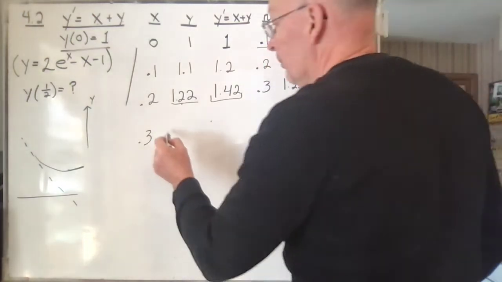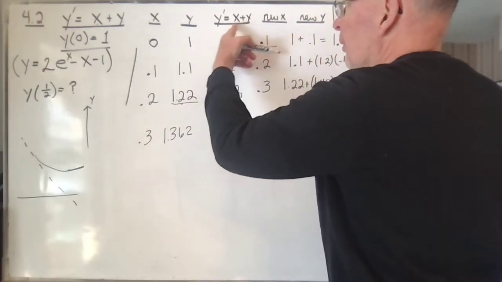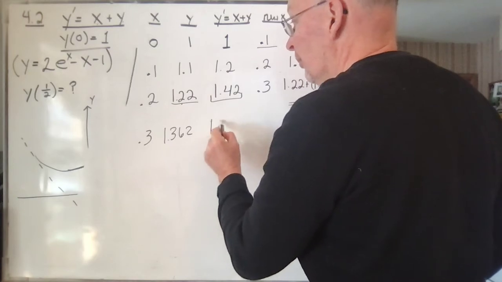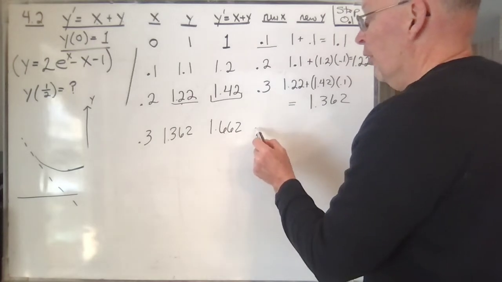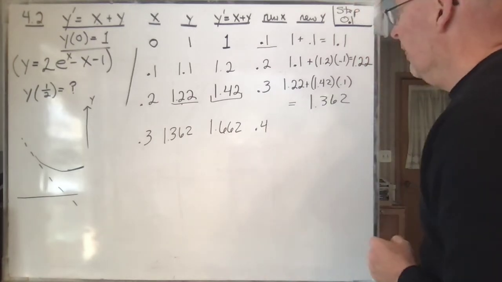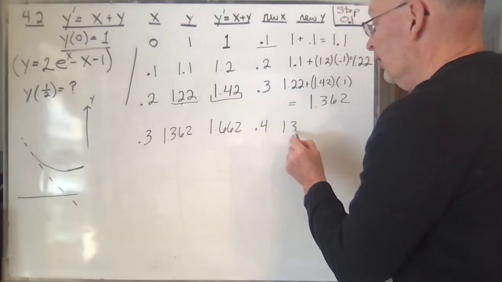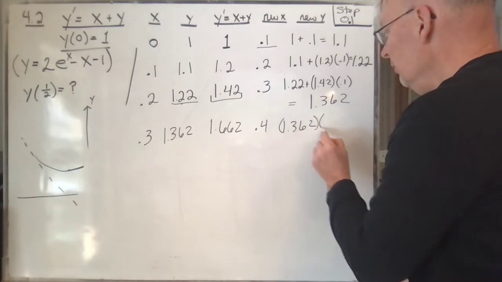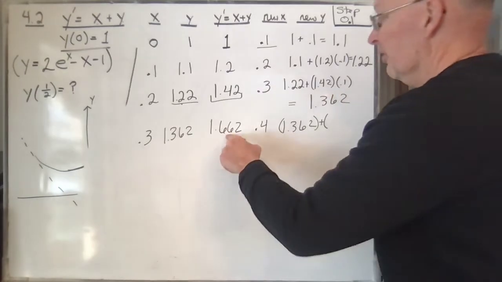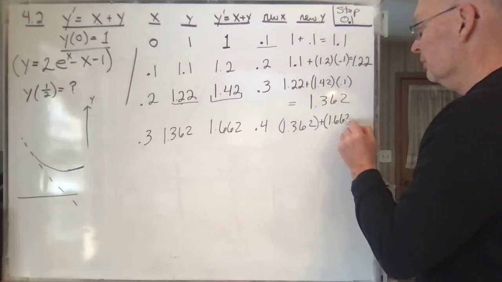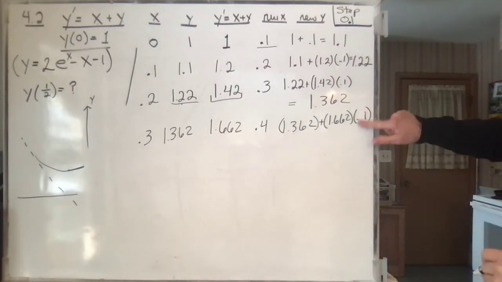The y value where I am is 1.362. The slope there is what you get by adding those together, so it's going to be 1.662. Now I move over and get 0.4. Then I take the old y value, 1.362, and add to that the change. The change is the slope times the change in the x coordinate, which is 0.1.